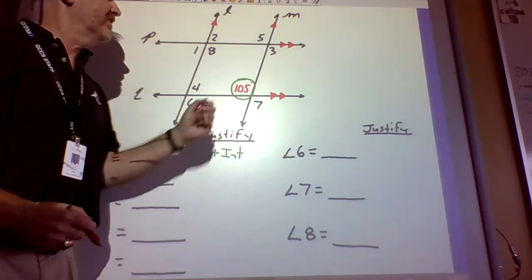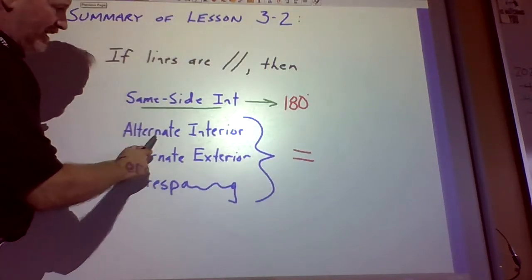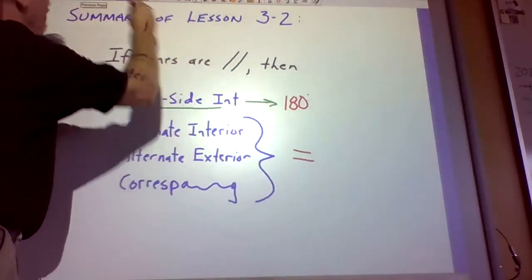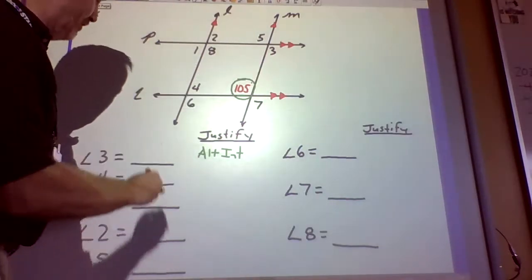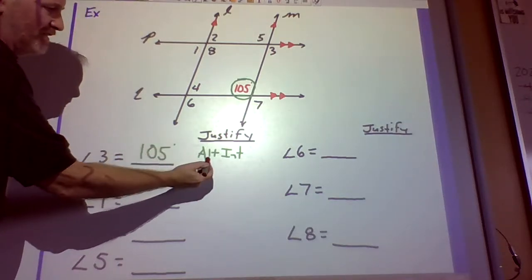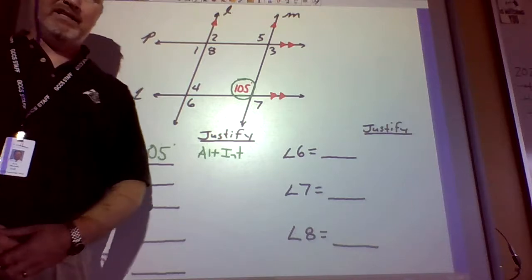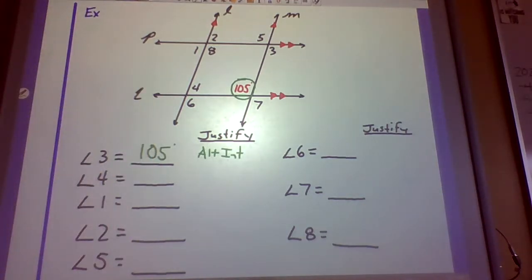An alternate interior, if you go back to that one previous screen, is an equal relationship. So if he's 105, so is angle 3. So angle 3 is 105 degrees, and my justification is because they are alternate interior angles with each other. All right? So far, so good.